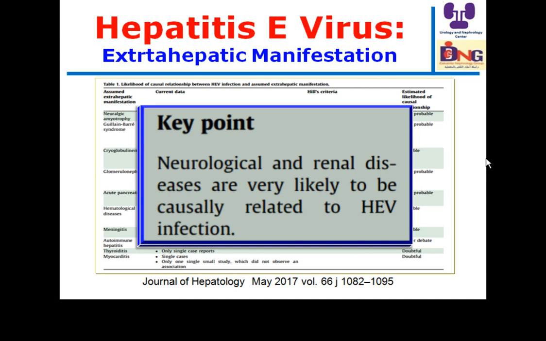And the key point from this article, which is published this month, is that neurological and renal diseases may be, or are very likely to be, causally related to hepatitis E virus infection. And if we diagnose hepatitis E after organ transplantation, the treatment is to reduce immune suppression and to give ribavirin.